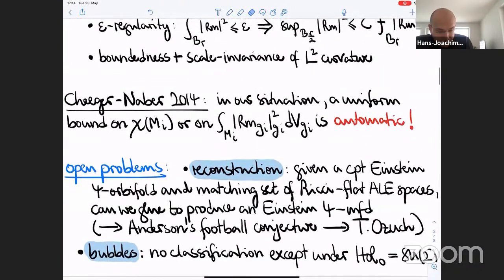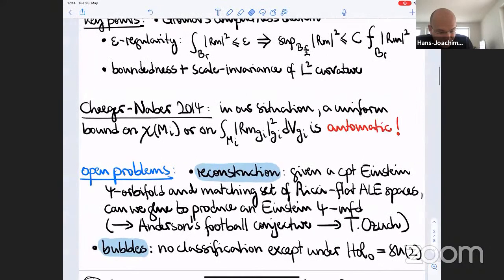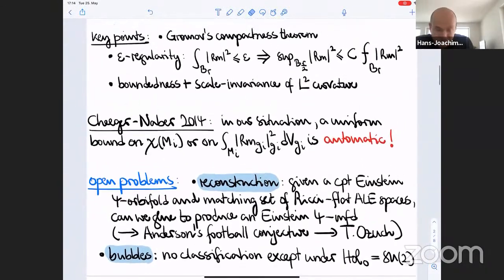So much for the general theory. What are the open questions? Let's only restrict to dimension 4. Open problems are always a dangerous statement to make, but at least to my knowledge, those are open problems right now, today.